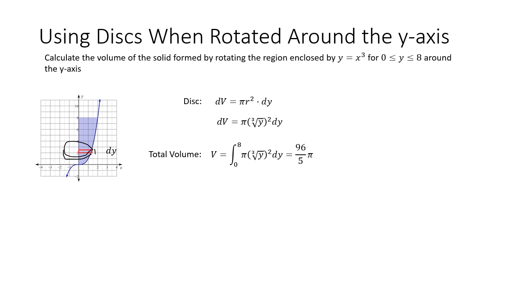So we have the integral from 0 to 8, which are the y values of the region that we're given, of pi times cube root of y squared dy. We can then use Desmos to integrate, and we get 96/5 pi.